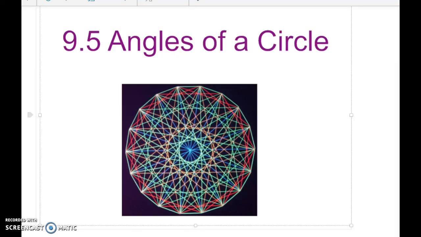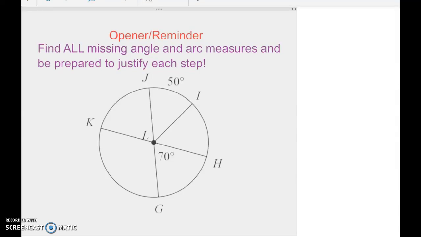So, without any further ado, let's talk about angles of a circle. Now, we took a quiz. You should have known how to do this, but in case you were confused, it says to find all missing angles and arc measures, and be prepared to justify each step.